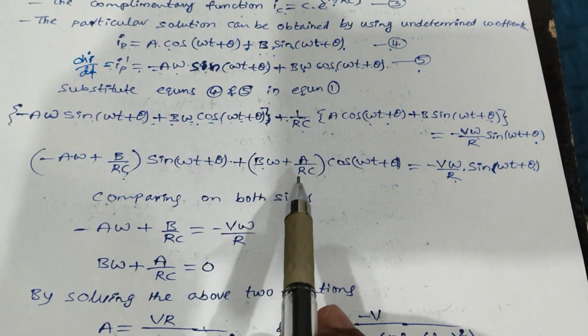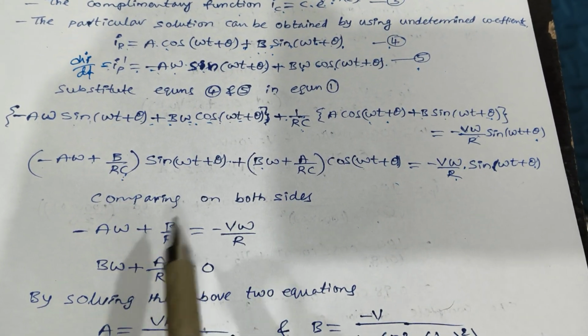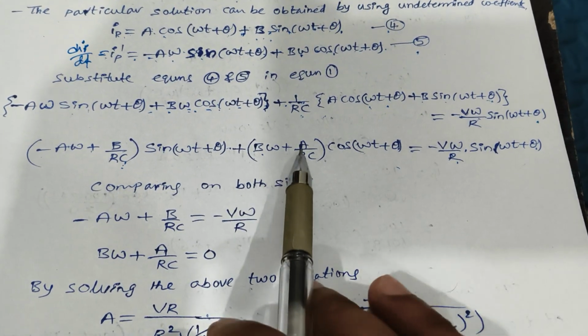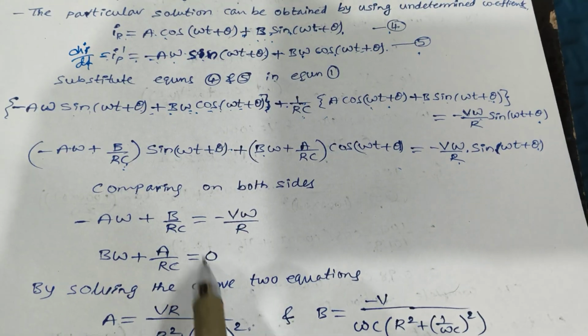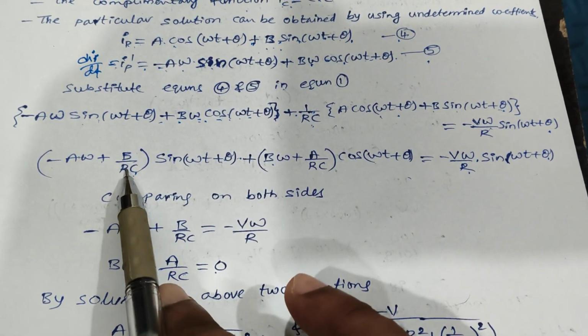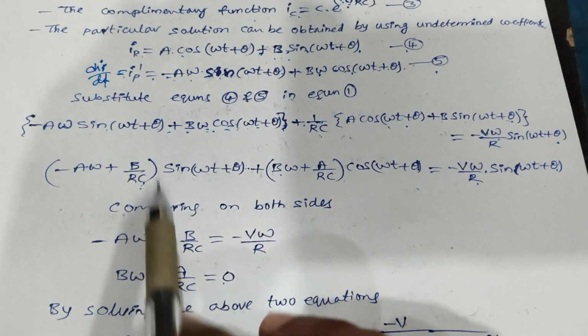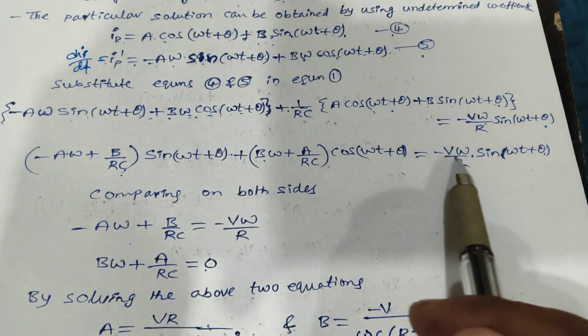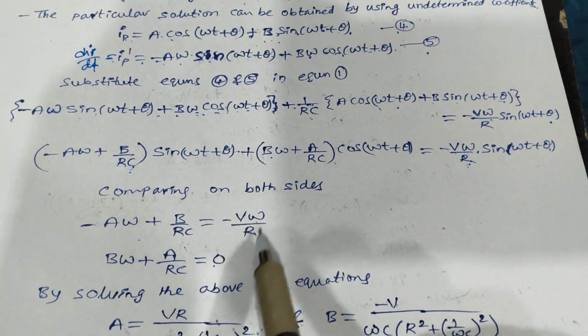So what is the cosine coefficient? B omega plus A by RC is equal to 0. And what is the sine coefficient? On the left side, minus A omega plus B by RC. On the right side, minus V by R.